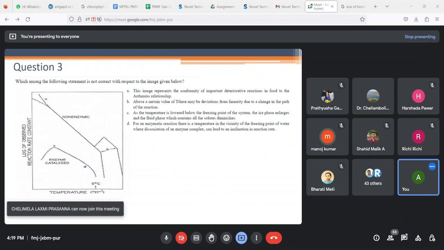Moving to question 3. Which among the following statements is not correct with respect to the image given below? A, this image represents the conformity of important deteriorative reactions in food to the Arrhenius relationship. B, above a certain value of temperature T, there may be deviations from linearity due to a change in path of the reaction. C, as the temperature is lowered below the freezing point of the system, the ice phase enlarges and the fluid phase, which contains all the solute, diminishes. D, for an enzymatic reaction, there is a temperature in the vicinity of the freezing point of water where dissociation of the enzyme complex occurs, leading to an inclination in the reaction rate.